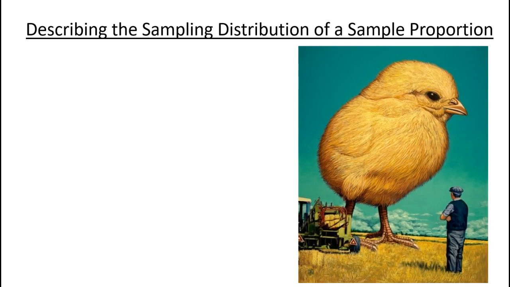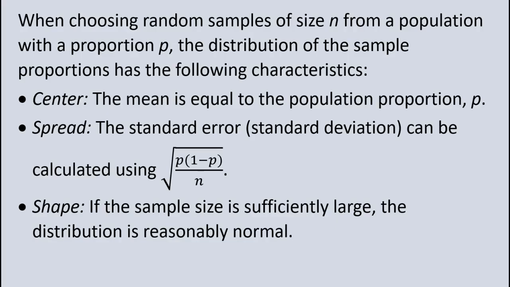We're going to start by describing the sampling distribution of the sample proportion. We describe the sampling distribution of the sample proportion by focusing on key features: shape, center, and variability. This brings us to the central limit theorem for a single proportion. When choosing random samples of size n from a population with proportion p, the distribution of the sample proportions has the following characteristics. The mean will be equal to the population proportion p. The standard error, or standard deviation, can be calculated using this formula: the square root of p times 1 minus p divided by n.